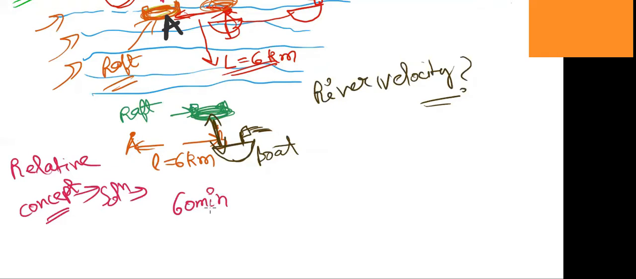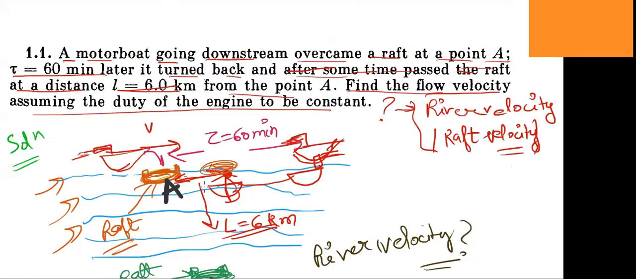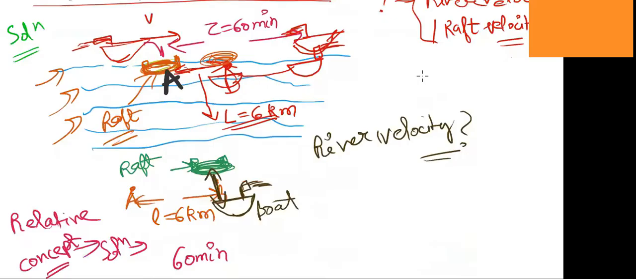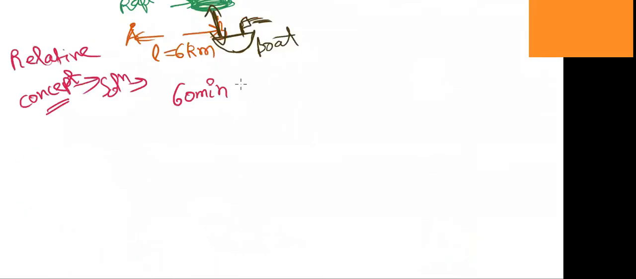we said that tau equals 60 minutes, later it turned back, and after some time, so it's 60 plus some t. So we write here 60 plus t, this is the total time taken by the boat, okay, and then it moved backward. This is the total time when there was a meeting point of this raft and the boat, okay.